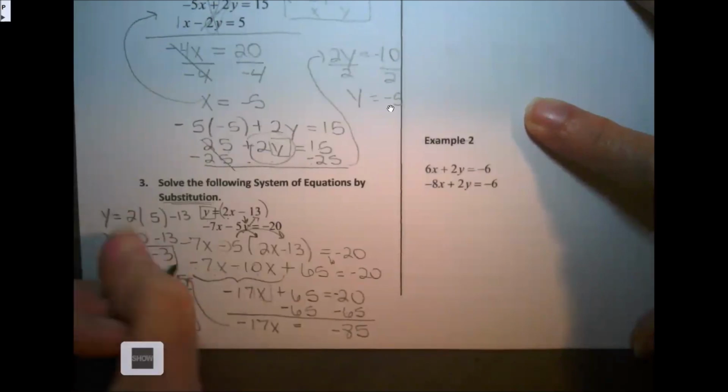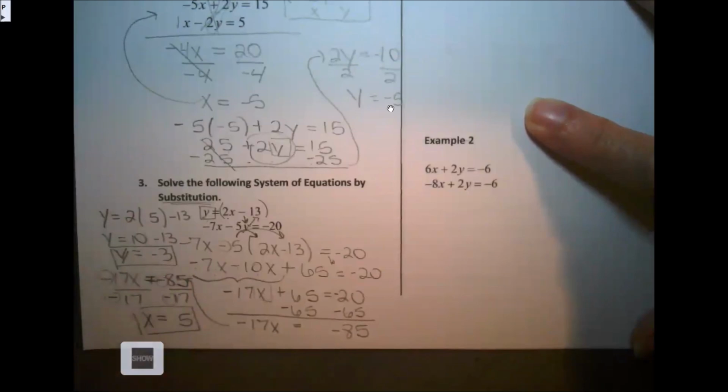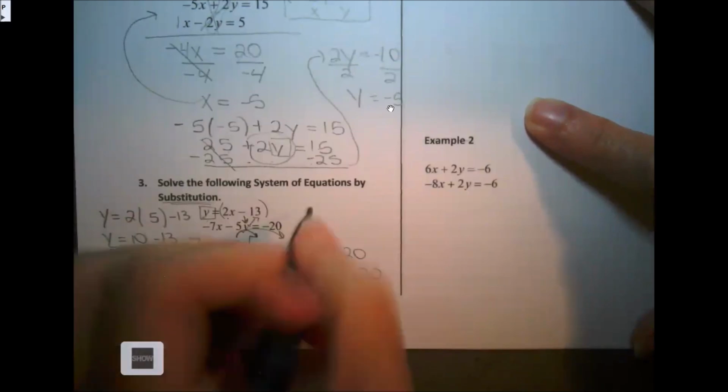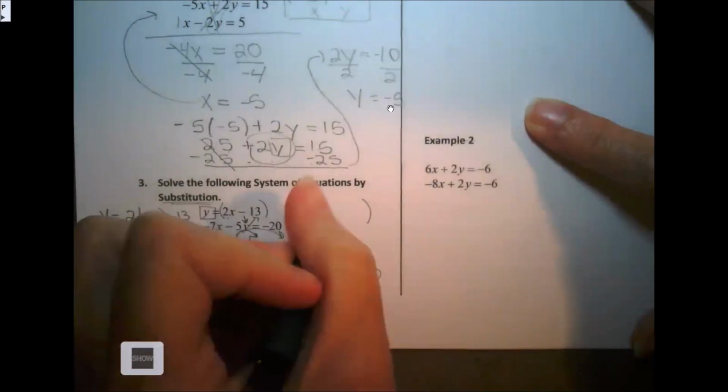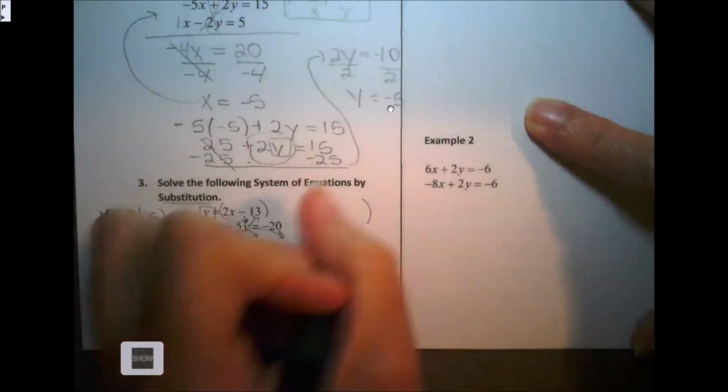So your answer, when you do this, remember you've got to put it in parentheses because it's an x and a y. It's going to be 5, comma, negative 3.